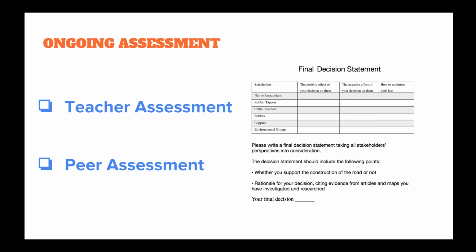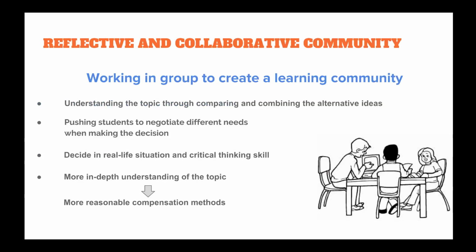In addition to teachers' ongoing assessment, peer assessment also applies here. Since students play different roles, they need to negotiate with each other in order to agree on one final decision. During this process, students are able to assess their peers' arguments behind opinions, such as whether the reasoning is convincing enough to persuade others. The 4 steps to reach a final decision on road building are intentionally designed to create a reflective learning community for students.